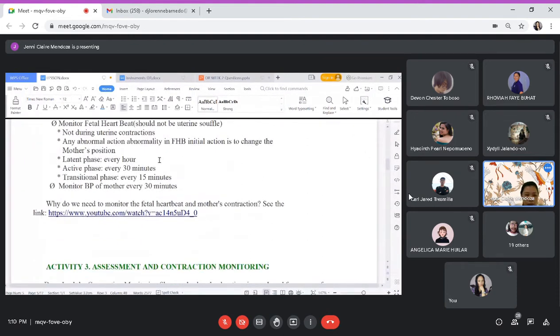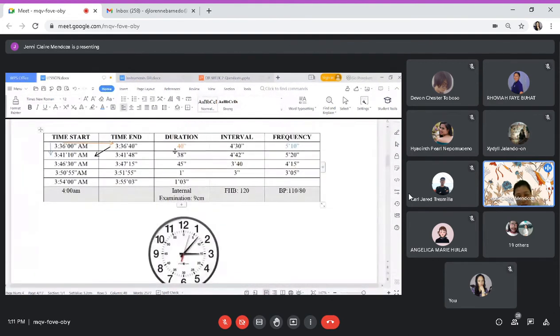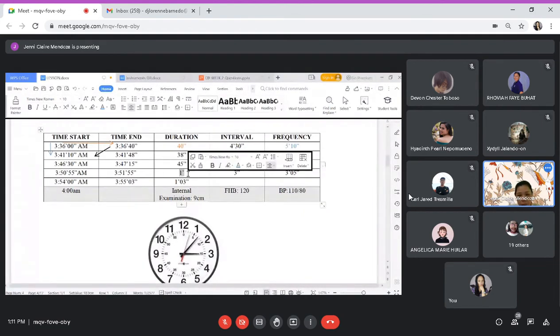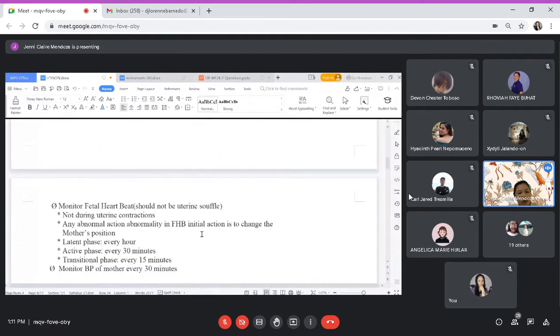And then make sure that you understand the latent phase, the active phase, and the transitional phase. When your doctor will ask, okay, what is the duration and how often, that will be the frequency. The doctor will know that when the frequency is shorter, like this one, it's 3 minutes, and the duration is longer, okay, you are now actually moving on to the next phase. Okay, next phase.